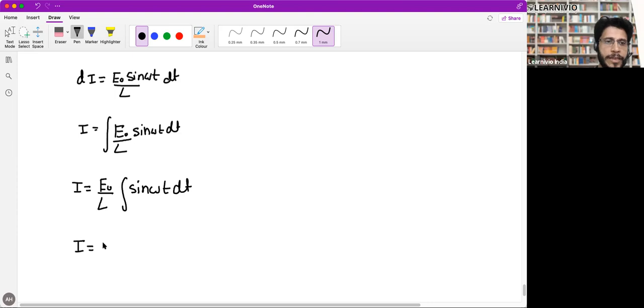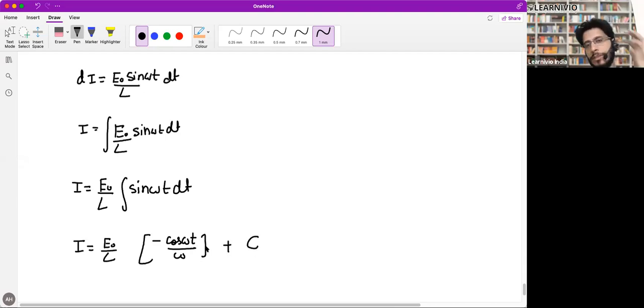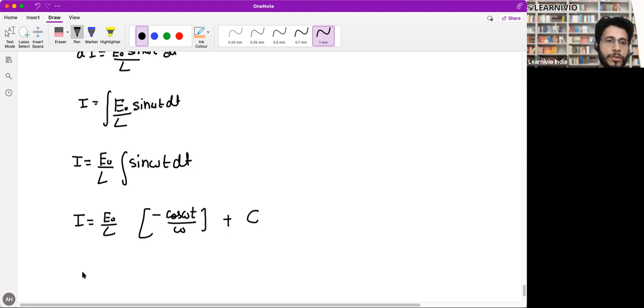When you integrate sine omega t, the integral is minus of cos omega t divided by omega plus c. This is an indefinite integral. In an indefinite integral, we don't have limits. We put a constant c here. So the equation of current that we will get is minus of E naught by omega L cos omega t.